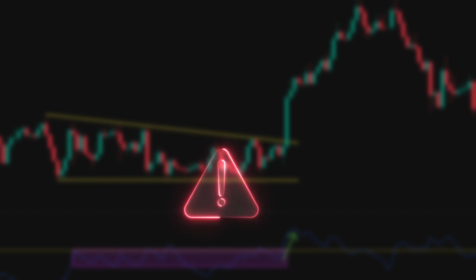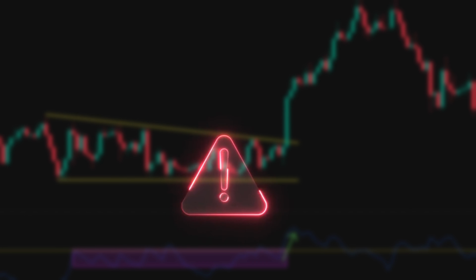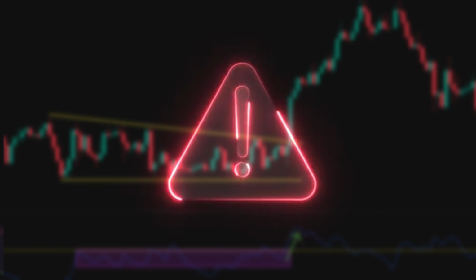Important, do not enter a trade just because you see a pattern. Volume must confirm the move. Always look for a combination of factors.